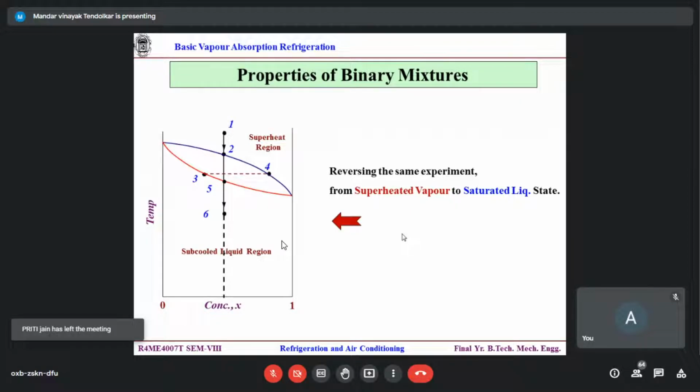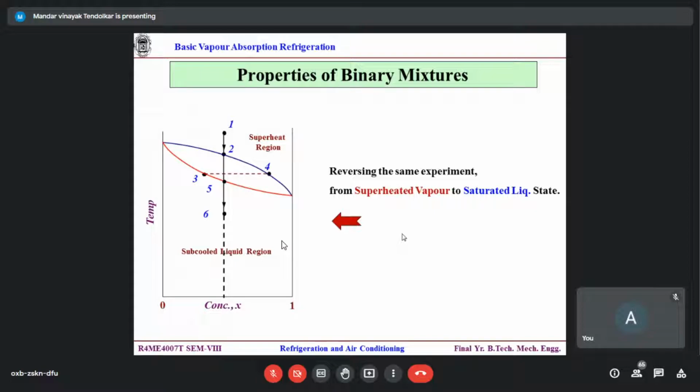Listen carefully, every statement, every word. For a given concentration, 2 and 5 are the same, whether you go in the forward direction, that is boiling, or the reverse direction, that is condensation. 5 का 2 होगा, 2 का 5 होगा. But the points are the same.